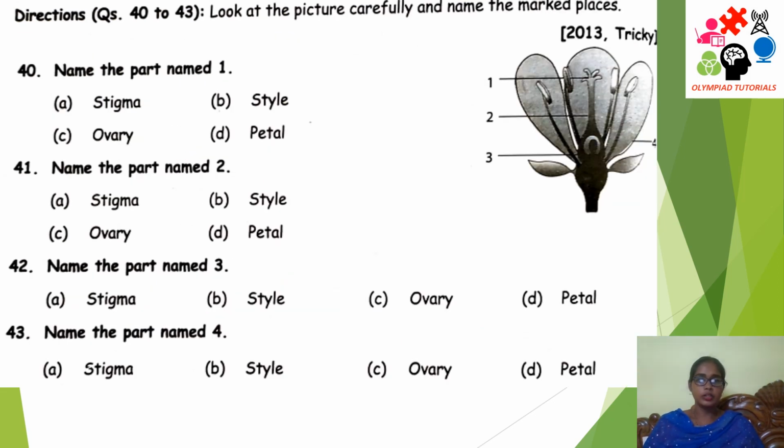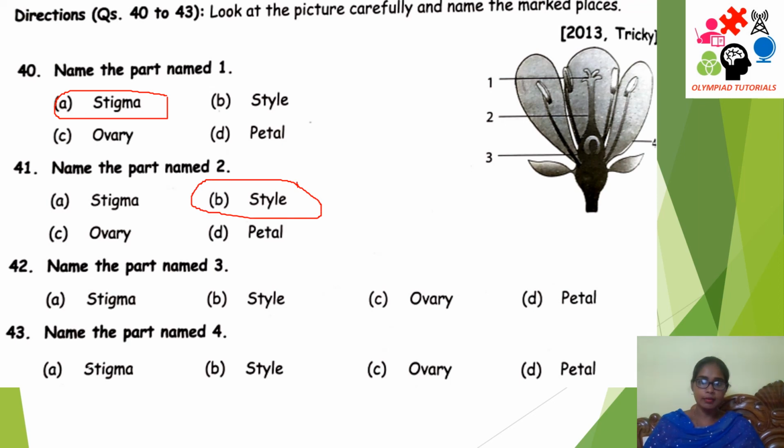Now questions 40 to 43, you have a picture given. This is a part of a flower, okay, and you have to correctly label them. So part number 1. Part number 1, the options are stigma, style, ovary and petal. So here part number 1 is stigma. This is a female part of a plant. Then part number 2, stigma, style, ovary, petal.